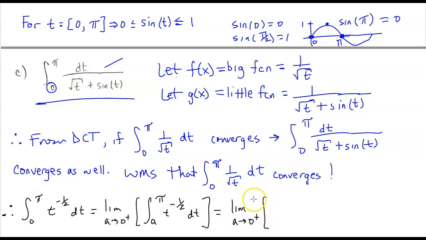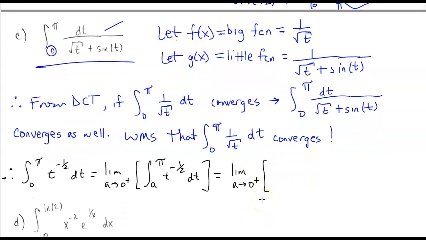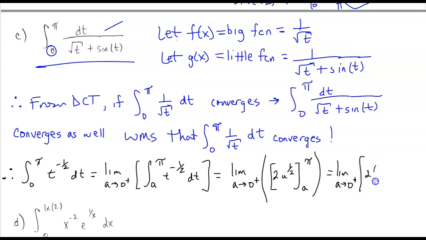All right, and then from here we'll go ahead and take the antiderivative, and that will be 2t raised to the positive 1/2. And we'll evaluate that from a to pi. So this will just be the limit as a approaches 0 from the right of 2 times the square root of pi minus the square root of a.